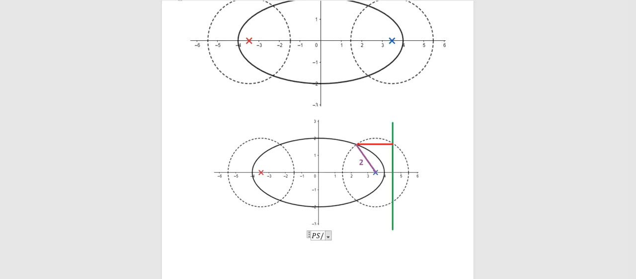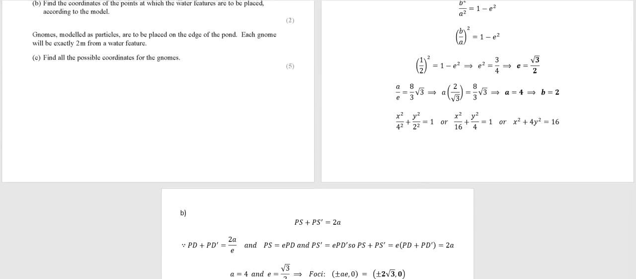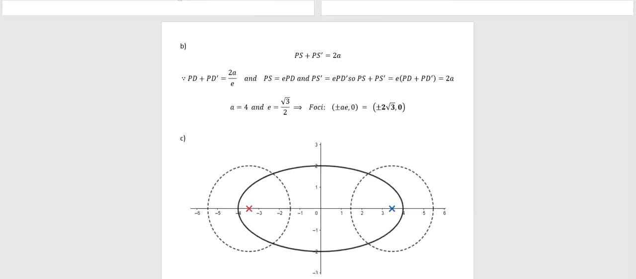The distance to the focus divided by the distance to the directrix is always equal to E, which in this case means that the distance to the focus, which is 2, divided by the distance to the directrix, which we don't yet know, is equal to E, the eccentricity, which we calculated earlier as root 3 over 2.